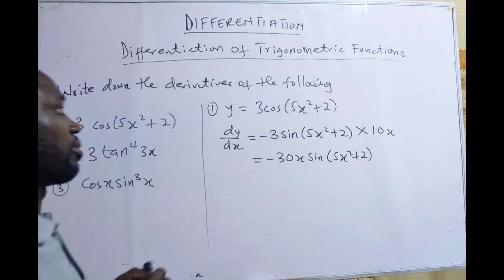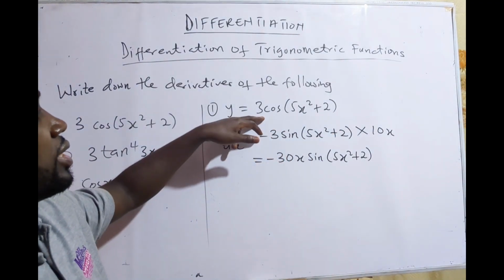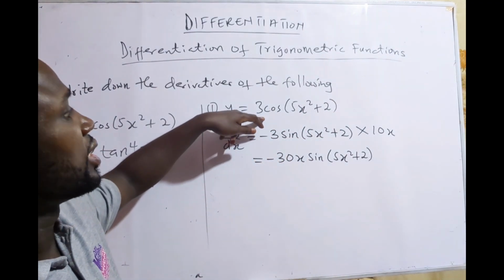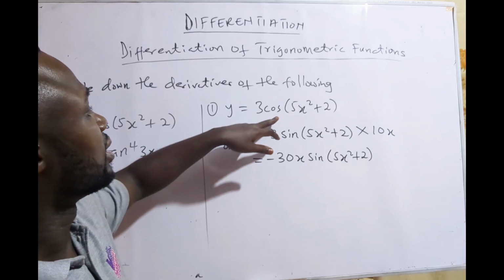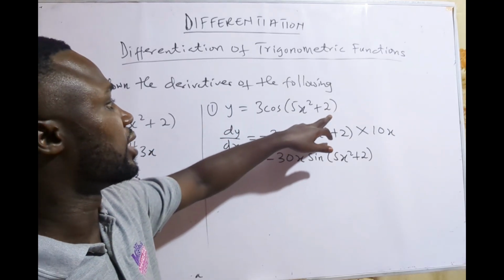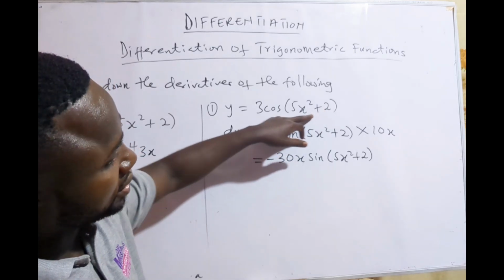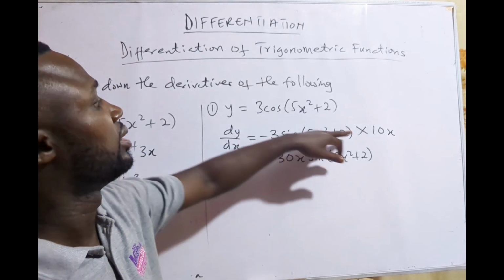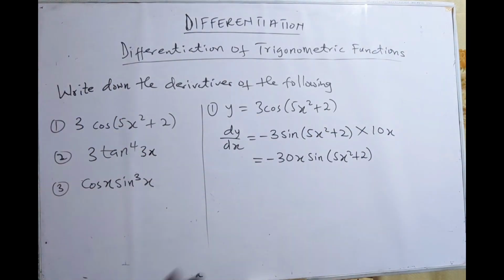You see, it's so simple. Take the whole of this and then differentiate. This is cos, so minus sine, so minus 3 of this. Then you multiply by the differentiation of what is in the bracket, the angle. Then you get your answer. Number 2.